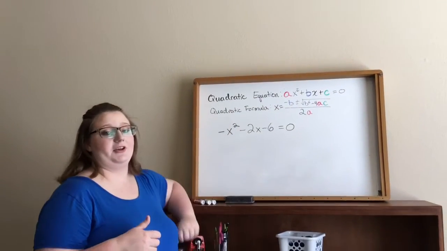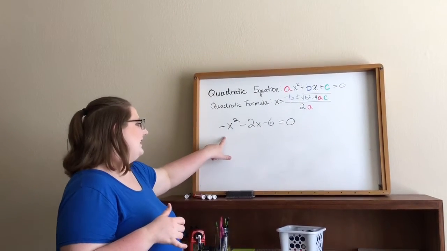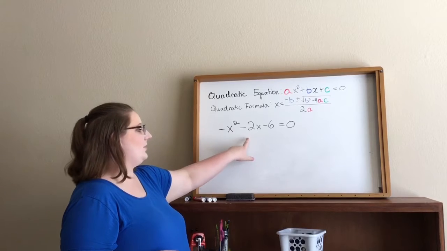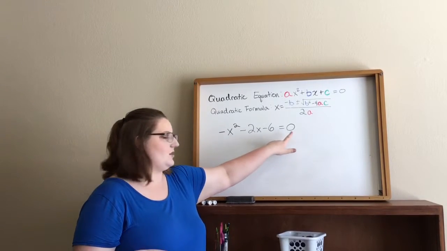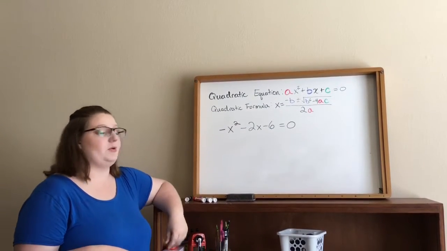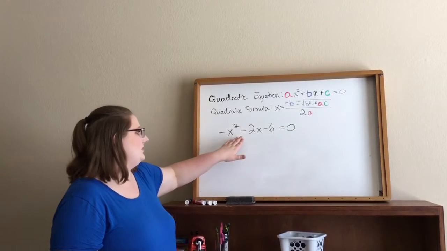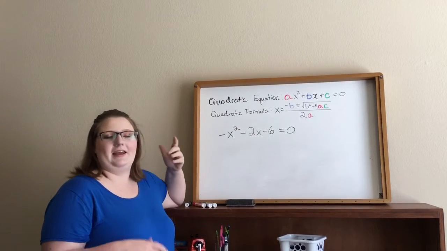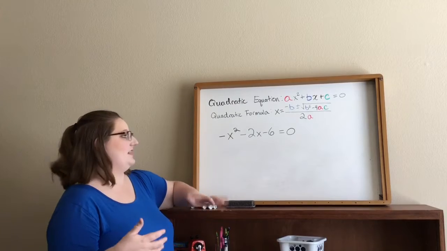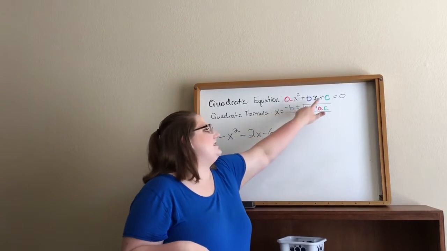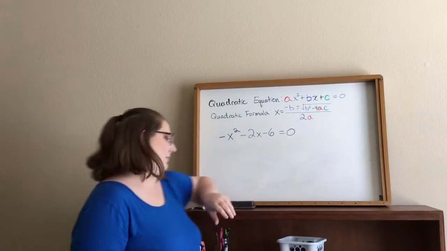The example we're going to look at with the quadratic formula is negative x squared minus 2x minus 6 equals 0. So we're going to use the quadratic formula to find the solutions to this equation. And like always, our first step is to figure out a, b, and c so that we can plug them into our formula.